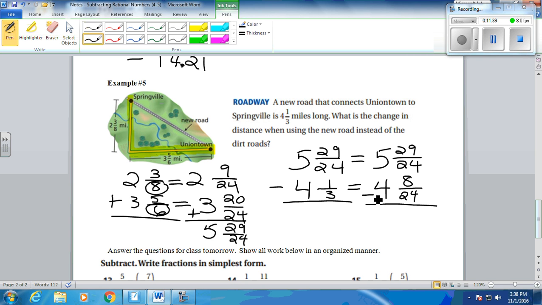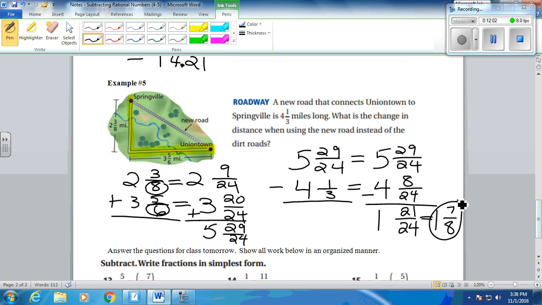So I've got 29 minus 8. No, I just lied because I gave you the answer. 29 minus 8 would be 21 24ths, and 5 minus 4 will give me 1. And then I'm going to reduce 21 24ths. They're both divisible by 3, so it'll be 1 and 7/8 would be my final answer.